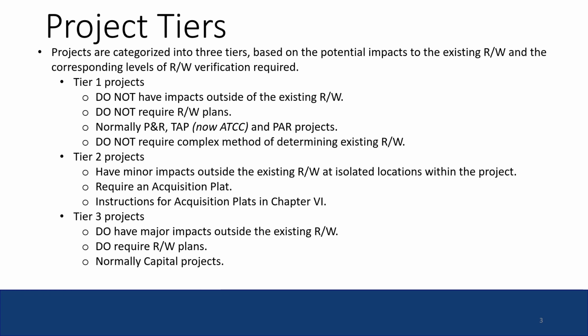Tier 2 projects have minor impacts outside the existing right-of-way and would only require an acquisition plat. Instructions for acquisition plats are covered in Chapter 6. Tier 3 projects have major impacts outside the existing right-of-way and require right-of-way plans. Tier 3 projects are normally capital projects.